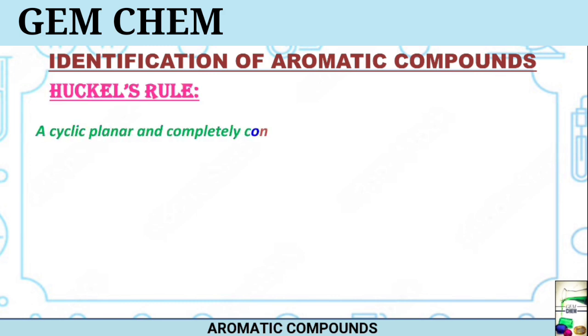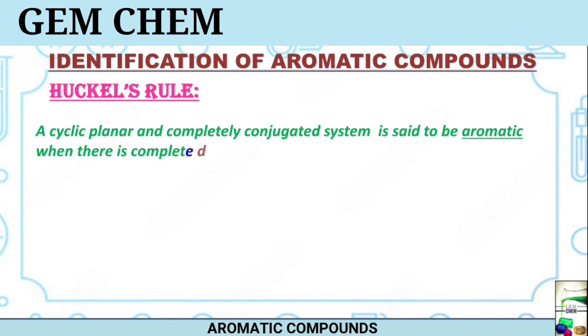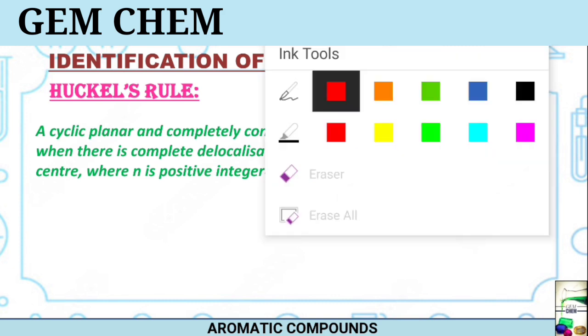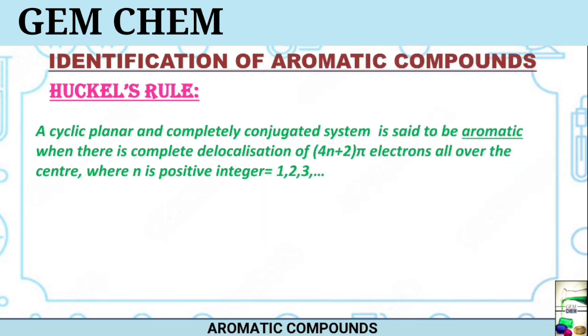Let us see. A cyclic, planar and completely conjugated system is said to be aromatic when there is complete delocalization of 4n plus 2 pi electrons all over the ring, where n is actually a positive integer. So, first we need to grab the points. First is that the moiety must be cyclic. Second is that the moiety must be planar. That is, it must be in the same plane.